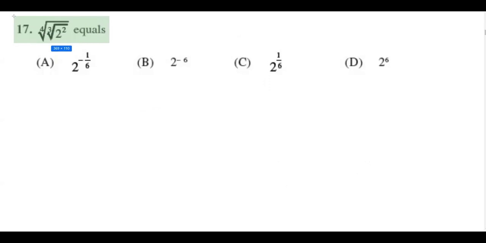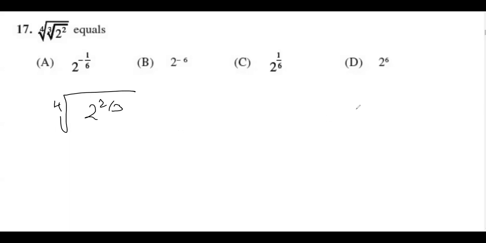In question number 17, we have to get the value of this under root, the fourth root of the cube root of 2 square. Now, step by step, we are going to reduce this radical form. Let's say I kept this fourth root as it is. Now, you can see this is 2 square, and if I remove this cube root, I can write this as 2 to the power 2 over 3. Right.